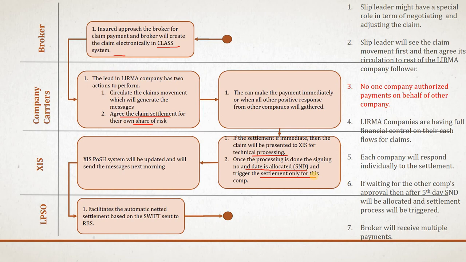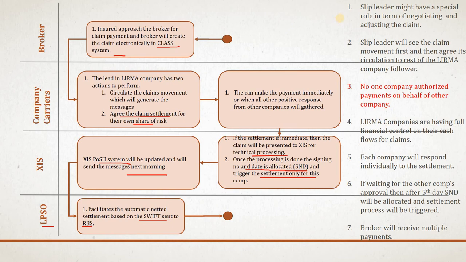So in this case, the broker will receive many payments. One payment from one participant, another payment for another participant. It's not like one combined payment from all the participants. Then the information will get into the POS system to get recorded, and the next morning the POS system will generate the messages and the settlement. Then after 3 days, as explained in the earlier slide, the 3 days LPSA will trigger the central settlement, and the central settlement in the company market is facilitated by RBS.